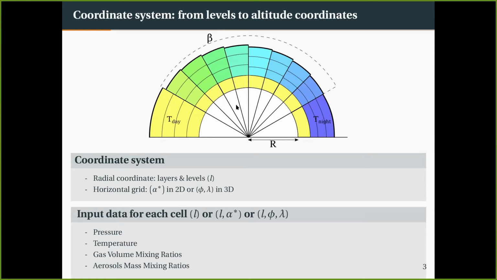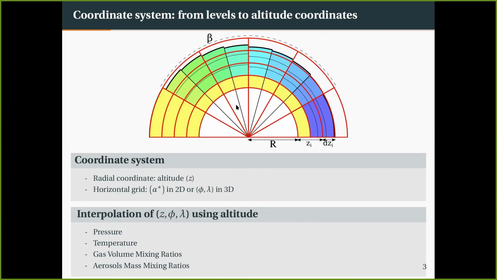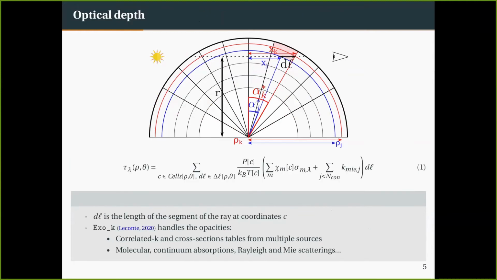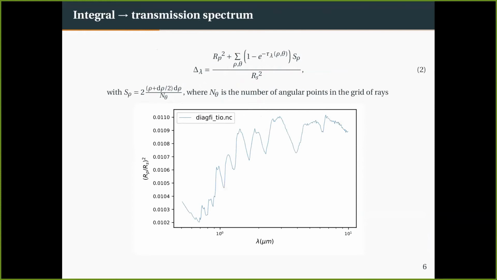To compute the optical depth in this grid, since the input grid is given in pressure levels, we interpolate the data into a spherical grid in which it's much easier to compute the optical depth. We just have to compute the intersection of these rays with it, which is just a geometric formula. So once we have computed the optical depth, we are able to generate a transmission spectrum.